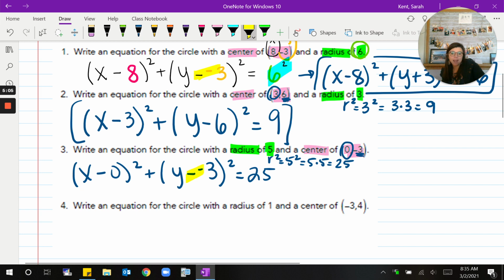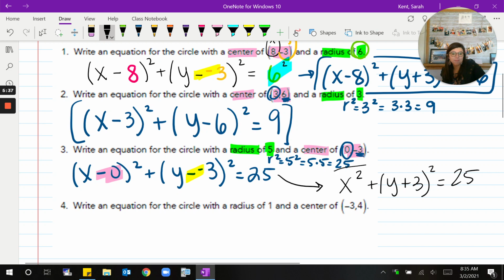Again, we've got that minus negative, so we want to change it to a plus. And then if you have minus 0, we do not have to write that. So for our final answer, we can write x², because we do not need minus 0, plus (y + 3)², because we have this minus negative, squared, equals 25. And that is our final answer.